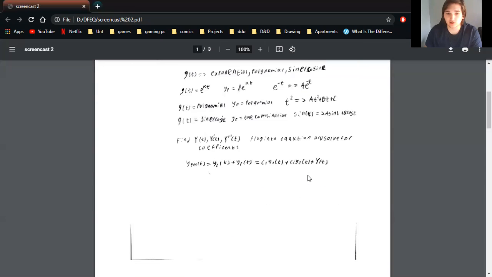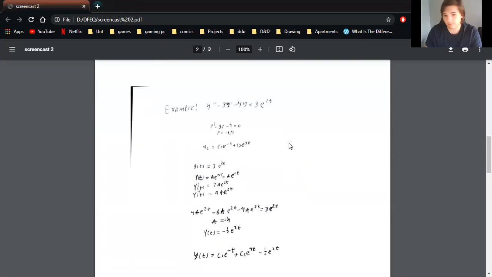So now to show this process, let's do an example. This example is y double prime minus 3y prime minus 4y equals 3e to the power of 2t. To solve, first, like we did previously, you want to find your roots so you can find your general solution. The roots are negative 1 and 4. That means they're distinct, so it's this form of general solution.